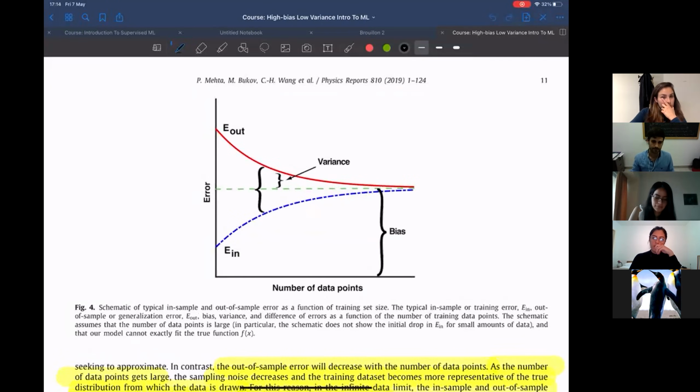So what is that? This represents, on the y-axis you have the error, and on the x-axis you have the number of data points that you have access to in your training data, okay? And so a very generic picture that you would obtain in essentially any machine learning problem is this. So let's see what this means.